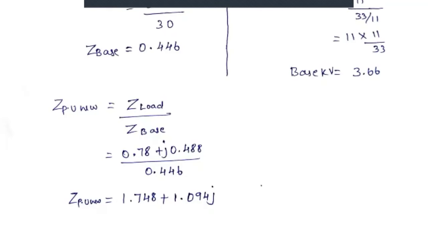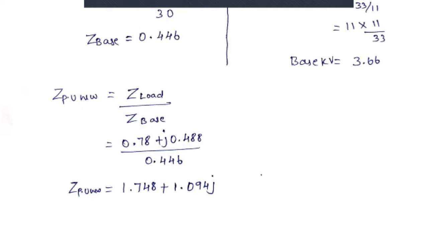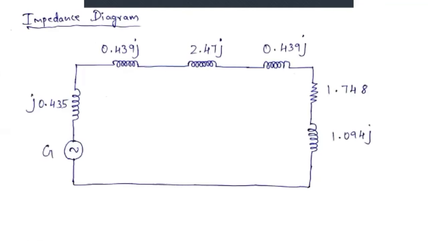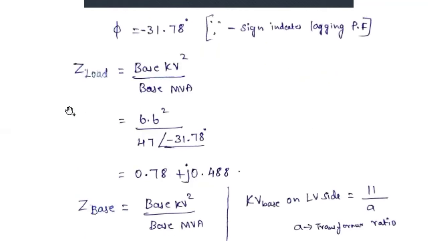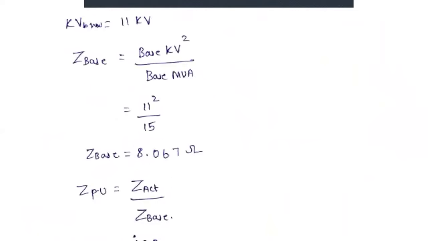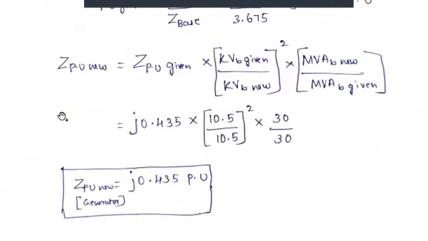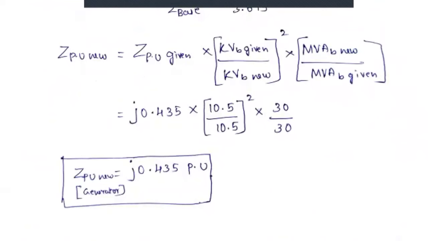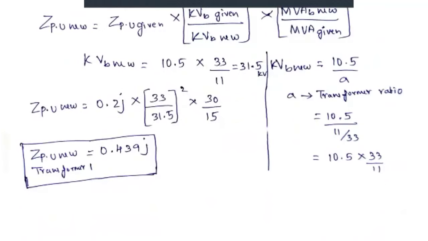This is Z per unit for the load value. Now we need to draw the impedance diagram, as they asked. For the generator we already calculated Z per unit as j 0.435 per unit. For transformer 1, Z per unit is 0.439 j. Just highlight the final answer, so it is easy for the evaluators to evaluate your papers.